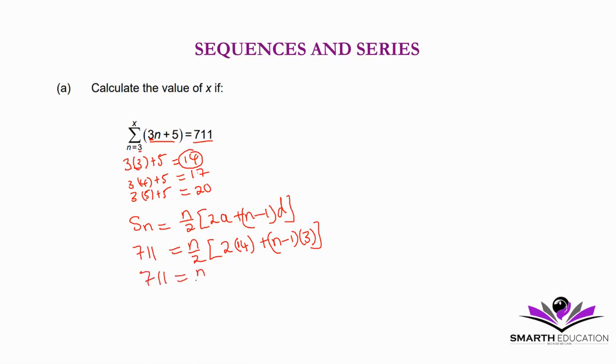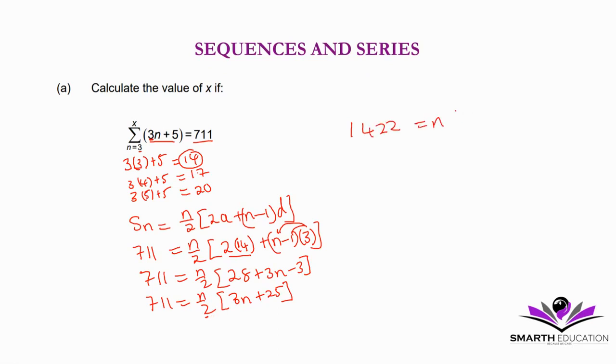711 is equal to n over 2. This is 28. And then we distribute 3 plus 3n minus 3. So it simplifies to 711 is equal to n over 2, 3n plus 25. We can multiply by 2 on both sides of the equation to get rid of the denominator. So we get 1422 is equal to n, then 3n plus 25. Then distribute n. 1422 is equal to 3n squared plus 25n.